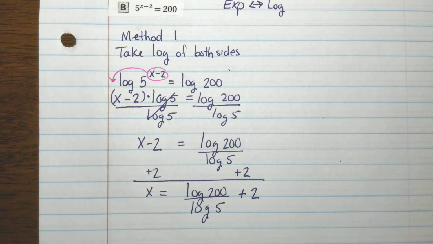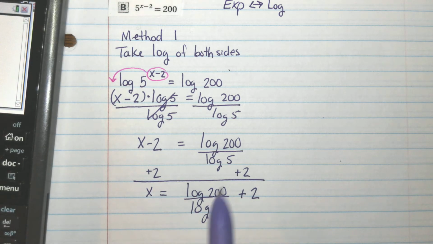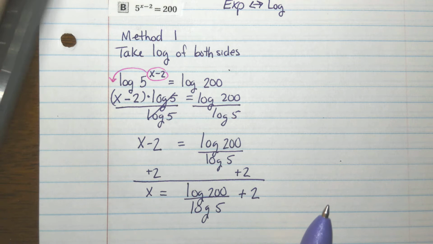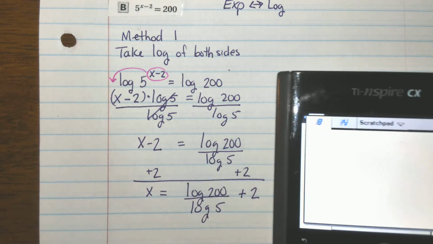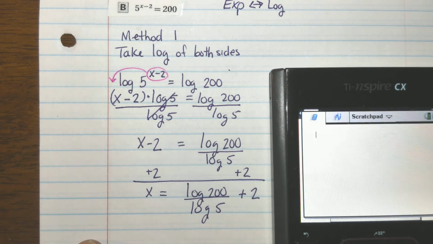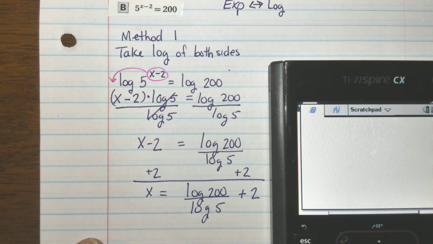Now, if you're using a scientific calculator, then you're going to need to calculate these individually, and then you can divide them and then add the 2. Or if you have Desmos or some other type of multi-lined calculating option, then you can type this in all at once. So I'm going to perform division. On the top, I have log of 200 divided by log of 5. And to that, I will add a value of 2.